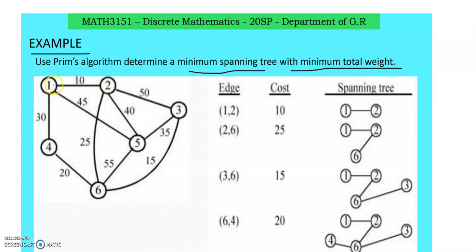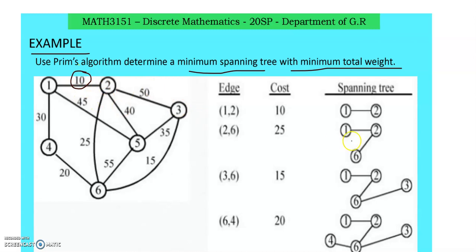Okay. Now we have to cover all the vertices, and there should not be any circuit, but it should be connected and weight should be minimum. This is the condition to find minimum spanning tree. So first step, you have to see the minimum weighted edge. Okay, 10, 50, something here, 55, 25. Okay, but minimum weighted edge is 10.